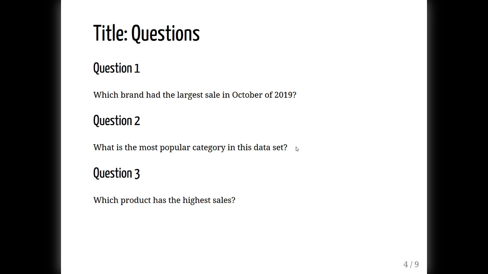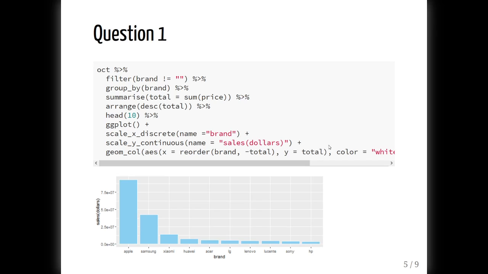And the three questions I chose were: which brand has the largest sales in October 2019? What is the most popular category in this dataset? Which product has the highest sales? So this is for question number one, and as you can see below in the graph, I made a histogram from Apple, which is the best-selling brand, to HP, which is the 10th best-selling brand.